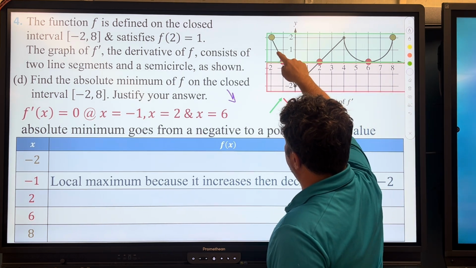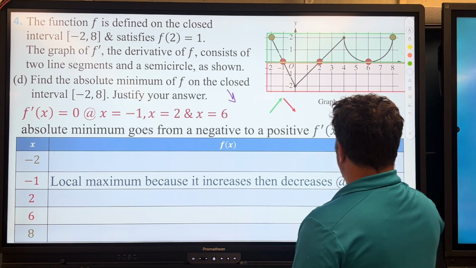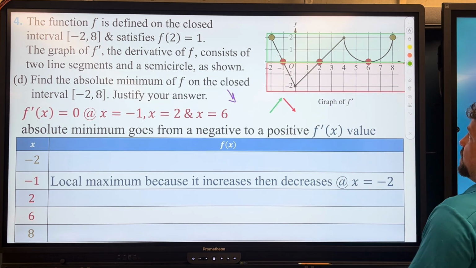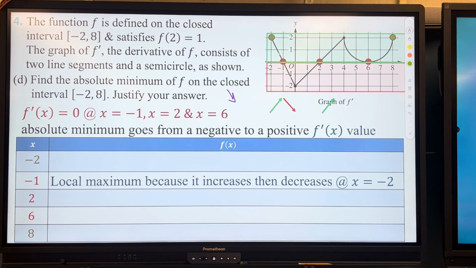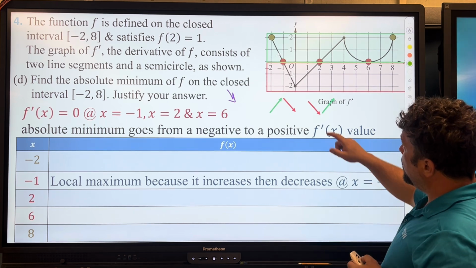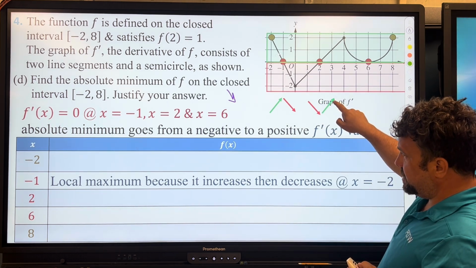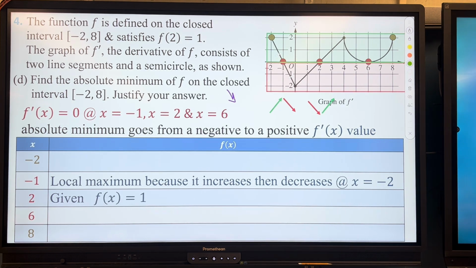It's going from positive to negative. We want to go from negative to positive, so negative 1 cannot be correct, because it's going from increasing to decreasing. That's a maximum. Next one we could check is at 2. This one goes from decreasing to increasing, so that could be good. That's given. We know that f of x equals 1.